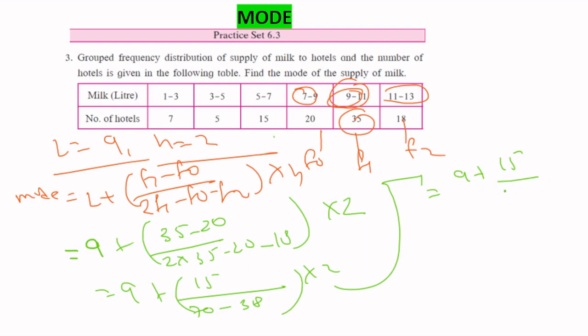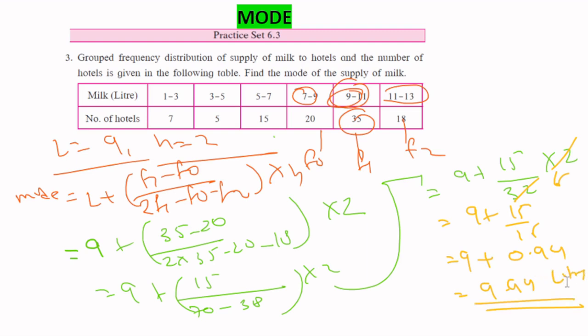So that will be nothing but 32 into 2. You can cancel something. What can we cancel? 2, 16. So 15 divided by 16. You need to find 15 divided by 16. Calculate. You'll get something like 0.94. Your answer is 9.94 liter. And it should not take more than 2 to 3 minutes. If this kind of question comes, you get 3 free marks. Okay, don't worry, we'll solve the question paper also once we finish these practice sets and problem sets. Let's proceed to next question.